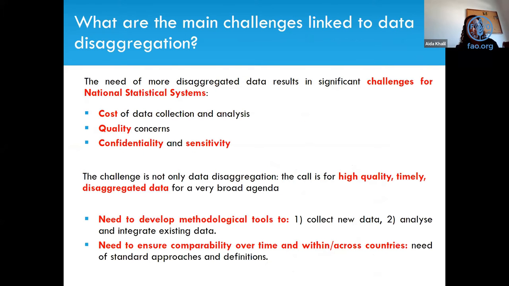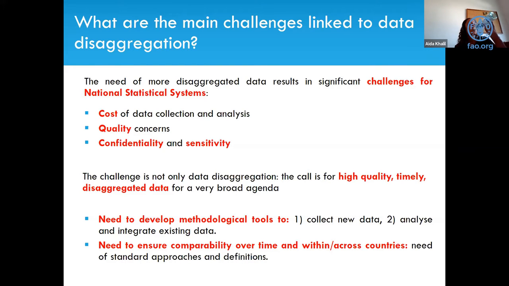Of course, the more disaggregated statistics we have to produce, the more challenges national statistical systems have to face, both in terms of the cost of data collection and analysis, but also quality concerns, confidentiality, and sensitivity. And the challenge here is that we don't only have to produce disaggregated data, but we have to produce quality disaggregated data. So there is the need, on one side, to develop new data collection tools if the information is not available, but on the other side, as we cannot always start new surveys and collect additional data, we have to use methods that allow us to improve the use of already existing data.